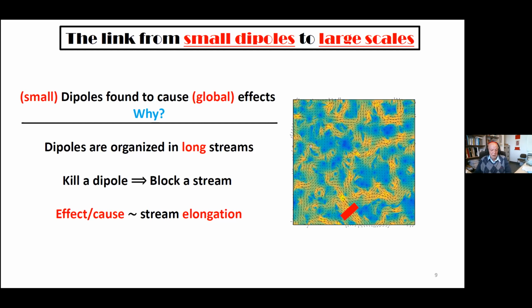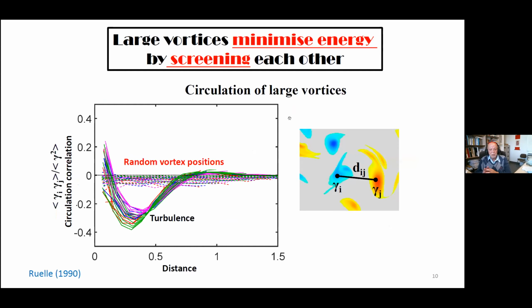Okay, and well, why do vortices, why do dipoles form, and why do they organize each other? Well, they do it because they're trying to minimize energy, which, if you are in a dissipative system like viscous turbulence, is a reasonable thing to do. And you can see that they're trying to form dipoles, and they minimize energy by screening each other.